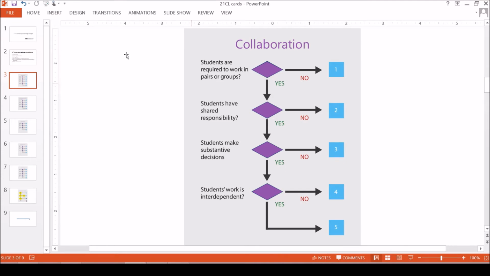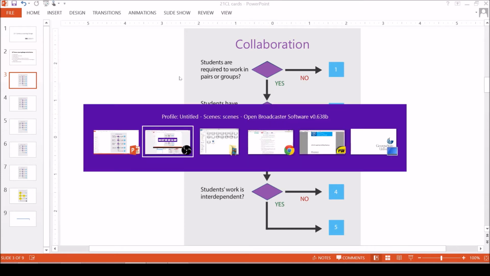Yes, as I explained when I went through the lesson, the teacher divides the students up into groups. So we're going to go from this diamond to the next one. Now the next question, do students have shared responsibility? Depends on what you mean by shared responsibility. So let me move over to a different document from here.